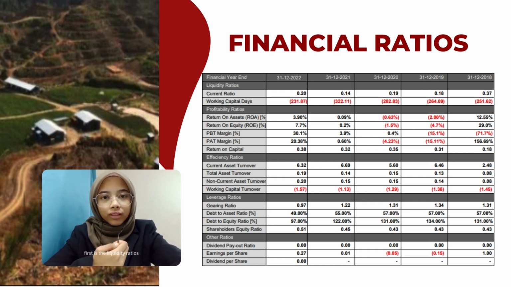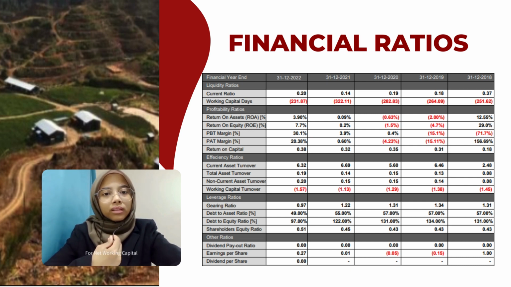First is the liquidity ratios. Despite a slight increase from the previous years, Green Plantation Sdn Bhd's liquidity ratio remains below 1.0, raising concerns about deteriorating financial conditions. The steady decline in the current ratio over the years suggests potential issues with working capital management, short-term obligations, or financial difficulties.